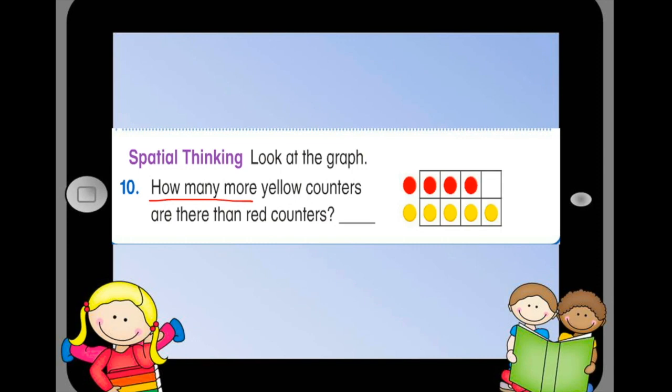So let's take a look at our partners. We have one partner here. 2, 3 have partners. However, this yellow counter does not have a partner. So we would say that there is one more yellow counter than there are red counters because there's one yellow counter without a red partner. And that is the end of our little slideshow.